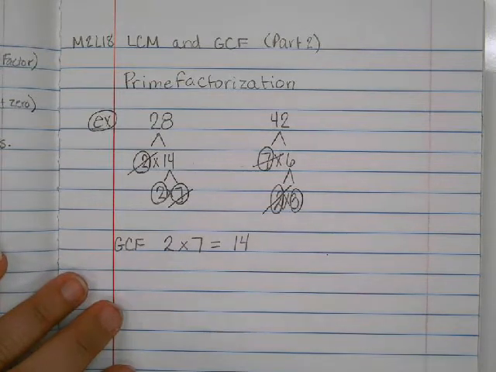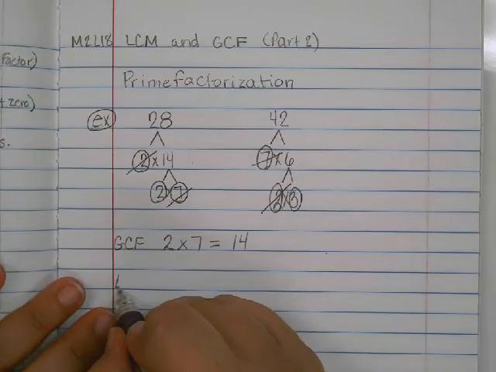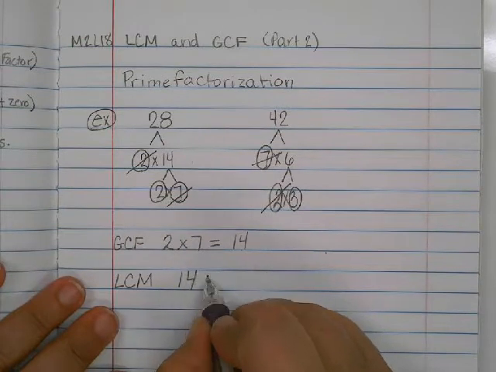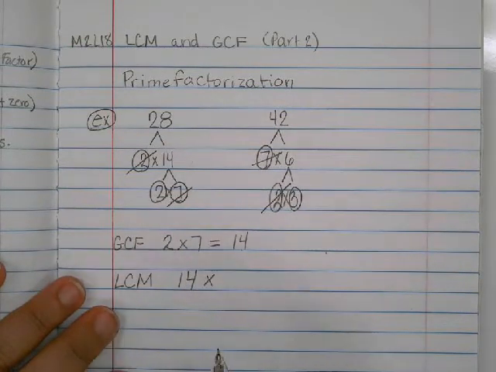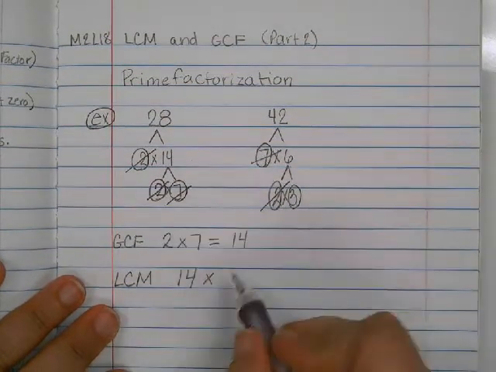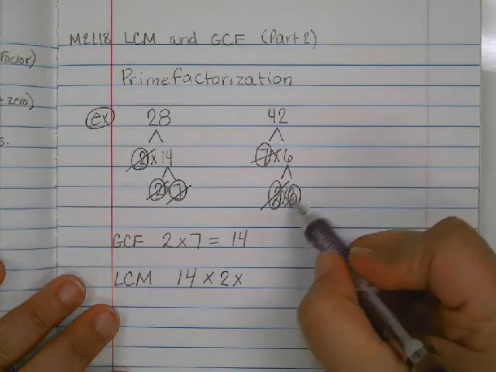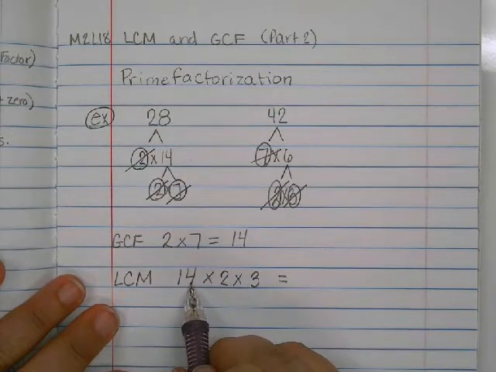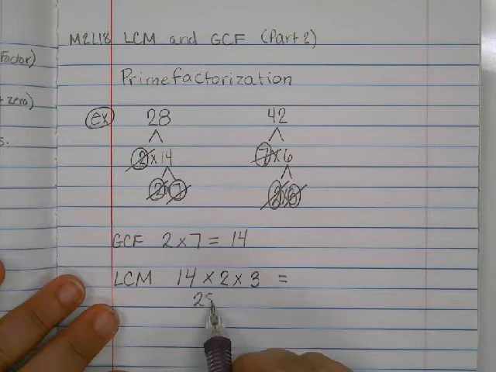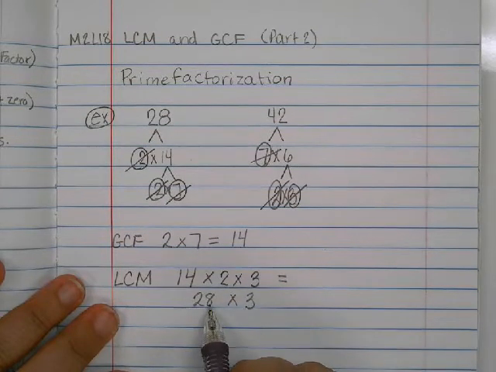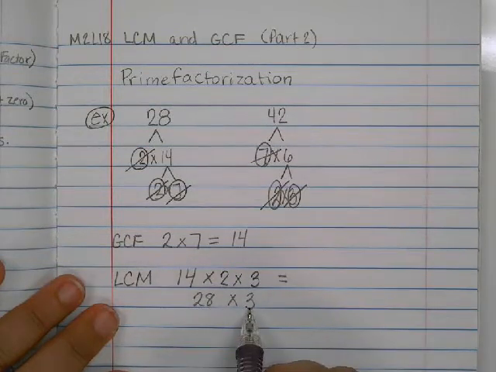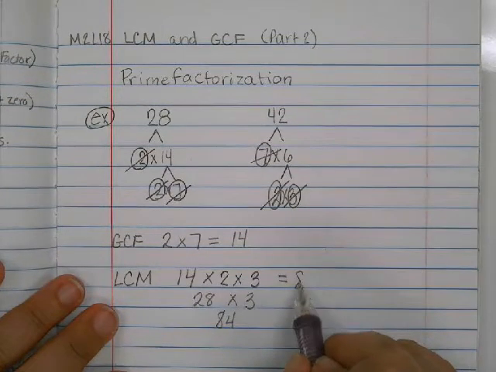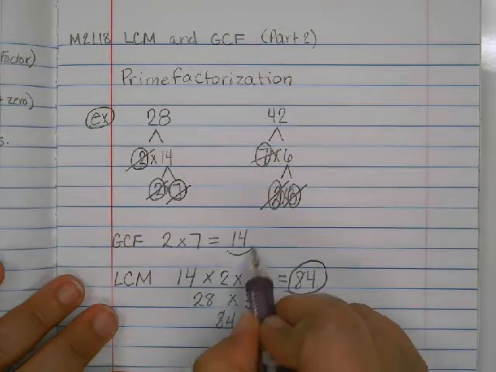Now, I will use this same information and what I have left to find the LCM. To find the LCM, I start with my greatest common factor and write it down, then put in my multiplication symbol. Then I use any factors that I have left over. So 2, a multiplication symbol, and 3. Now when I multiply all these together, I will get my least common multiple. So 14 times 2 is 28, and then 28 times 3 is 84. So my LCM is 84 and my greatest common factor was 14.